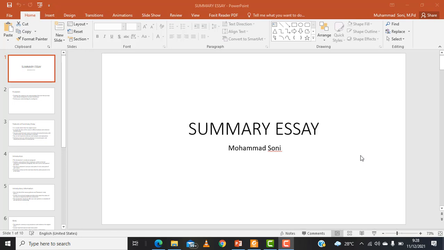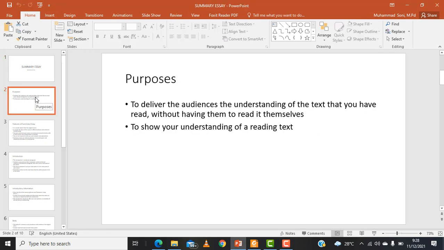Before we go further, I'm going to start by giving you the purposes of the summary essay. So, what are actually the purposes of the summary essay? First of all, a summary essay is intended to deliver to the audience an understanding of the text that you have read without having them read it themselves. And second, to show your understanding of the reading text. It means that by writing the summary essay, you have to clearly deliver what you have understood from the text that you read.